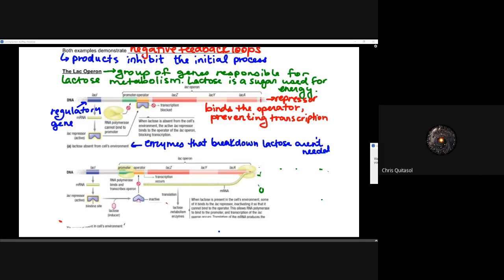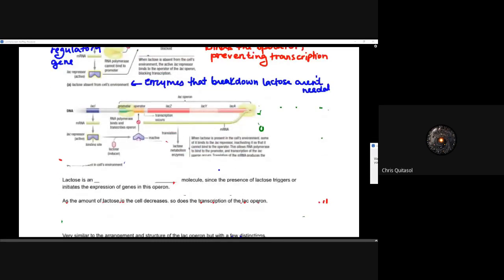What happens once lactose starts to come into the cell? The cell now has access to some type of food resource. What type of response does the cell go through to remove that inhibition and produce the enzyme? So now we have a large quantity of lactose in the cell.